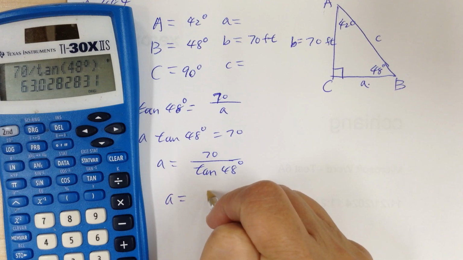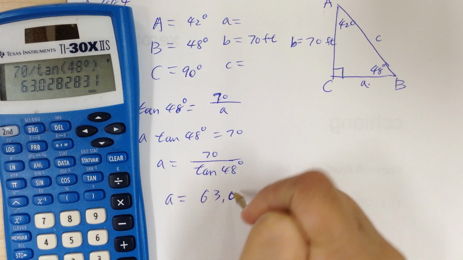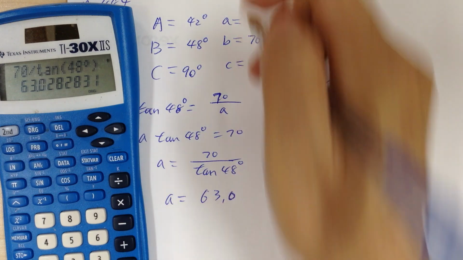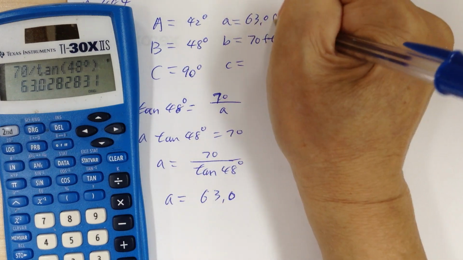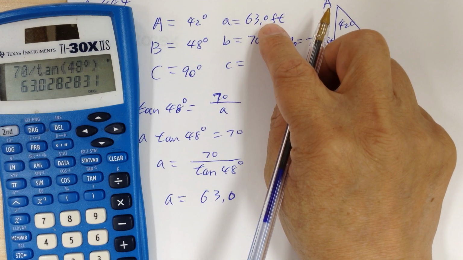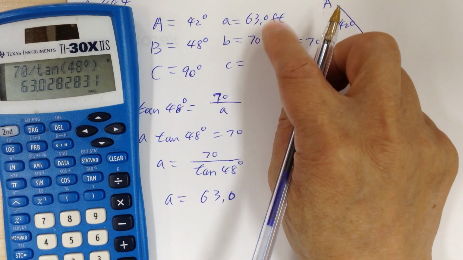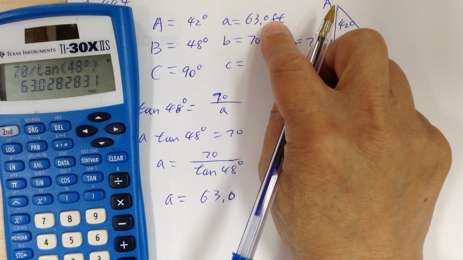So a equal to 63. How many decimals do they want? One decimal, to the nearest tenth. So it'd be 63.0 feet. So that's a, 63.0 feet. Even though it's a 0, you still want it to the nearest tenth. That's what they want, so put the extra 0 in there.